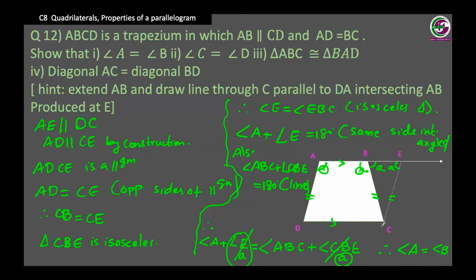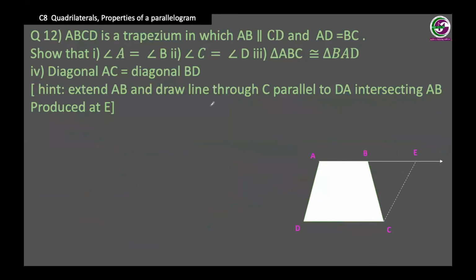Well, now we have to prove that angle D and angle C are equal. For that, we know that ADCE is a parallelogram. So angle A plus angle D is equal to 180 degrees because same side interior angles are supplementary. Also, here we can see same side interior angles. Angle C plus angle CBA is 180 degrees because of the same reason.